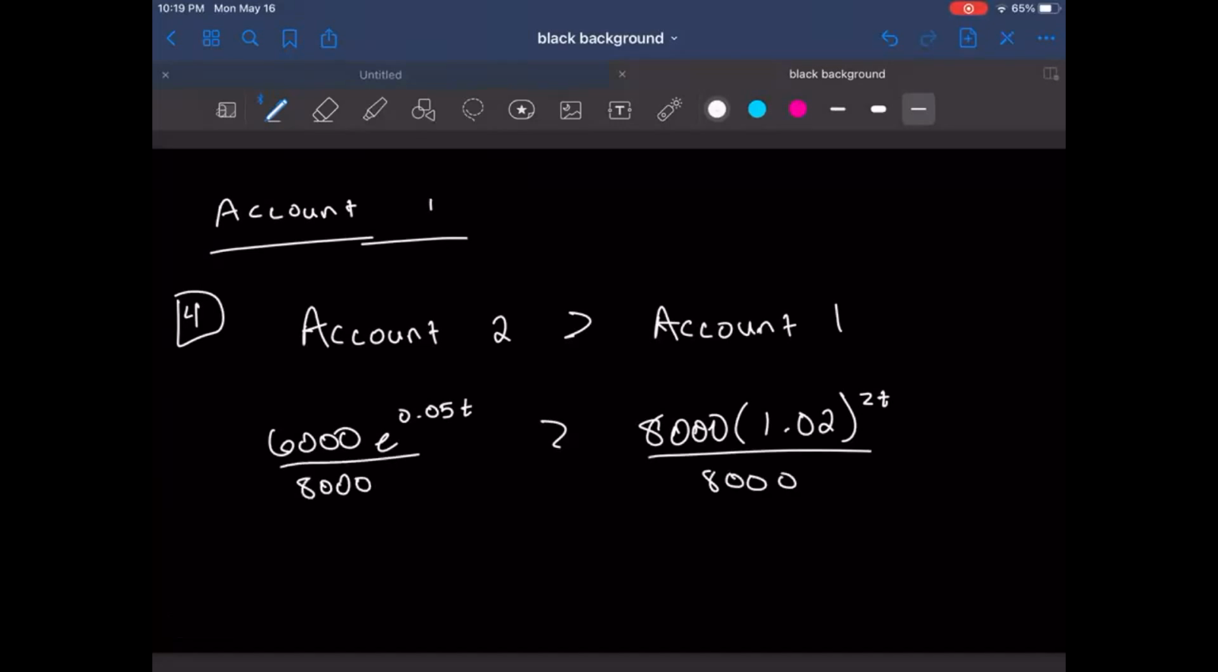Are you allowed to use a graphing calculator on this? Yes, you are allowed to use the graphing calculator. Okay, so you graph. So don't do the algebra. You graph them, and when does that second graphical equation get larger than the first? Let me pull up a graphing calculator, and you can see it.